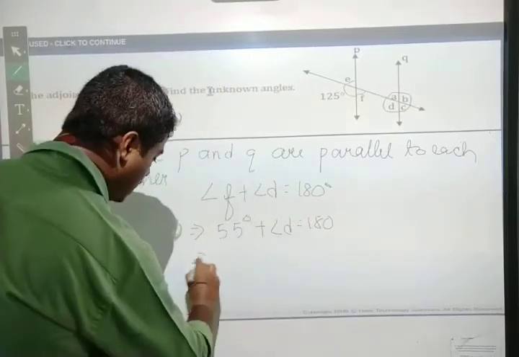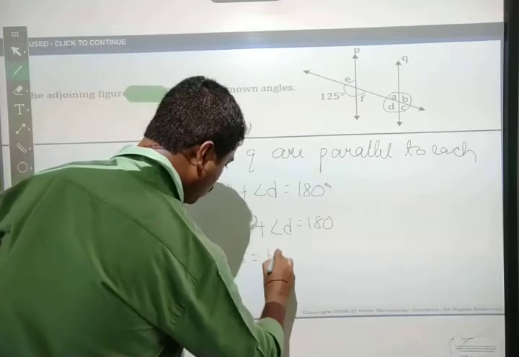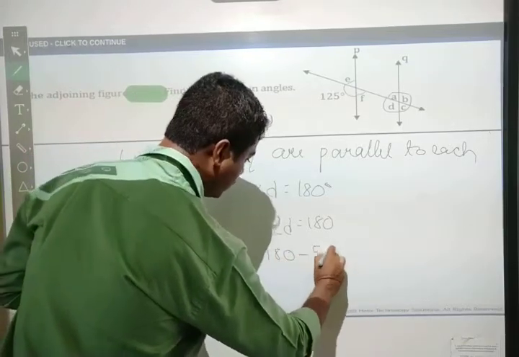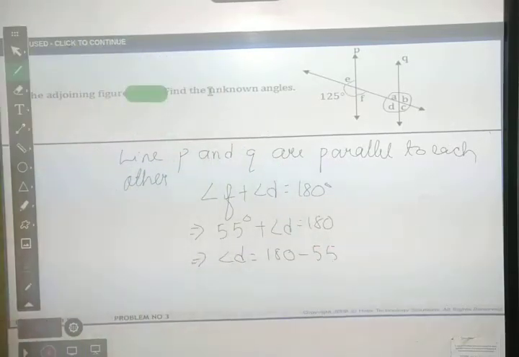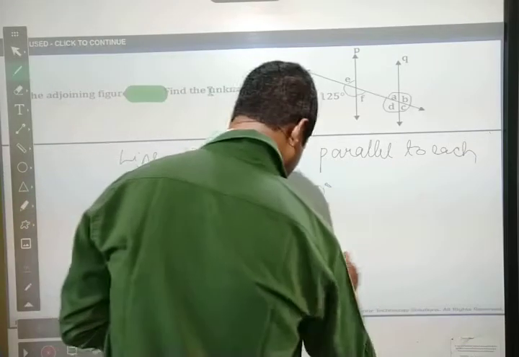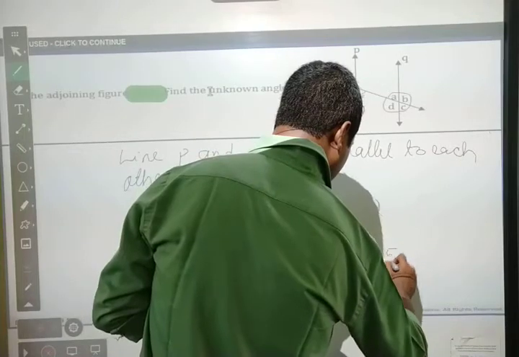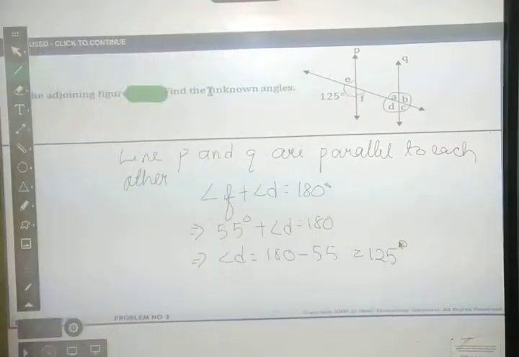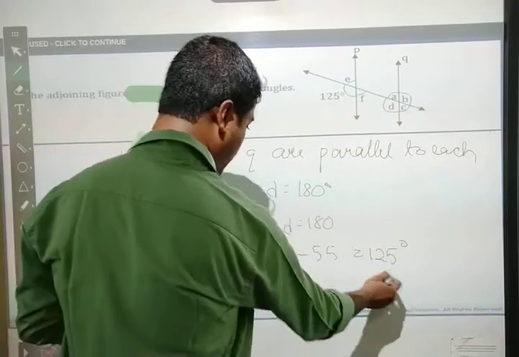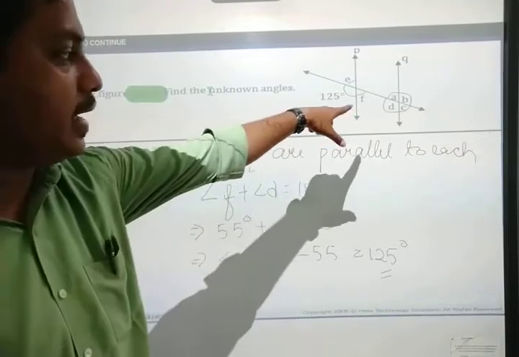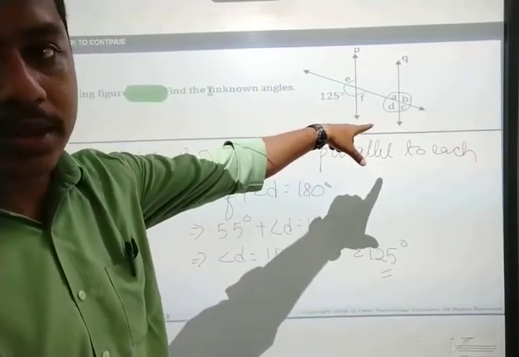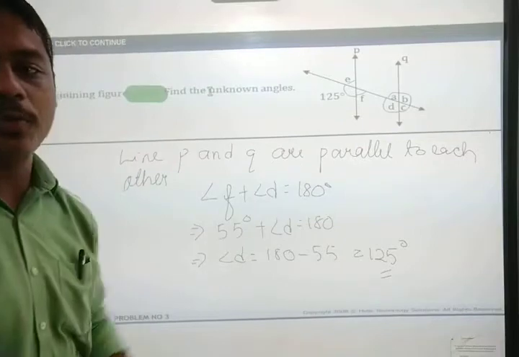So what we can write, angle D will be equal to 180 minus 55. So if you subtract it, what will you get? I think it will be 125. Okay, so your angle D value also you have got, the angle D is equal to 125 degree. So let us move to the next two parts.